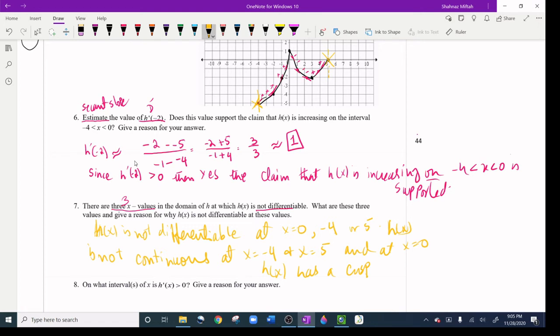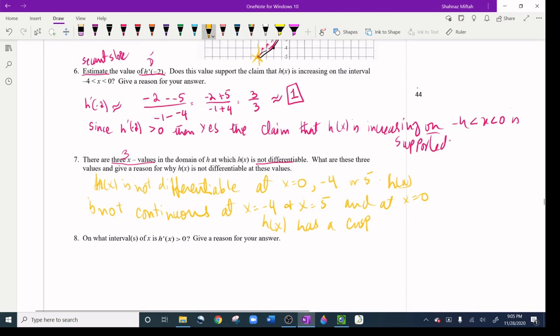Or instead of continuous, you can say at x equal negative 4 and 5 there are several tangent lines, or tangent lines I can draw, several of them at 5 and negative 4. So you just make something up.